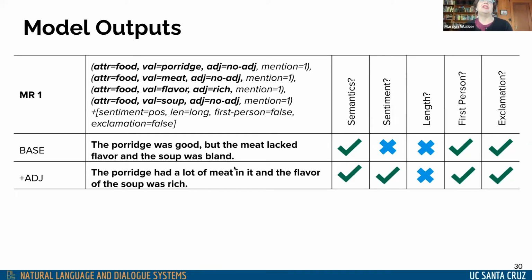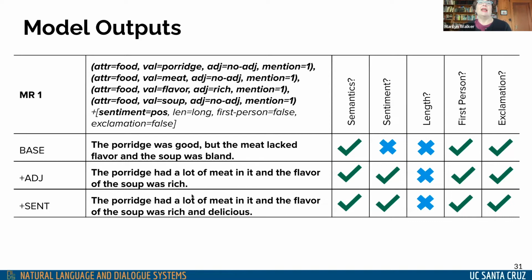When we add in the adjectives, the porridge didn't have any adjective, but the flavor of the soup was rich. So we get this flavor rich adjective there. And because adjectives carry a lot of sentiment, without specifying sentiment, we actually do hit a sentiment target. And again, the first person and the exclamation are okay. When we add in the sentiment, we can see that it emphasizes the sentiment a bit more. So it expands this positive phrase from rich to rich and delicious. So it kind of makes sure it hits the sentiment correctly.